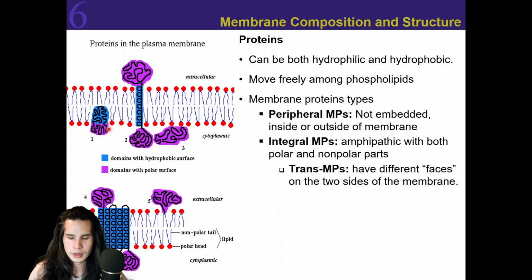Now you could also have proteins that are embedded but don't traverse through the entire membrane. This would just be an integral membrane protein. So it's amphipathic with both polar and nonpolar parts, but it's just embedded into the phospholipid bilayer. And then you have peripheral membrane proteins. Those are just going to latch onto those polar heads of your phospholipid bilayer. So not embedded necessarily on the inside or outside of the membrane. They're just latching to the surface of your membrane.